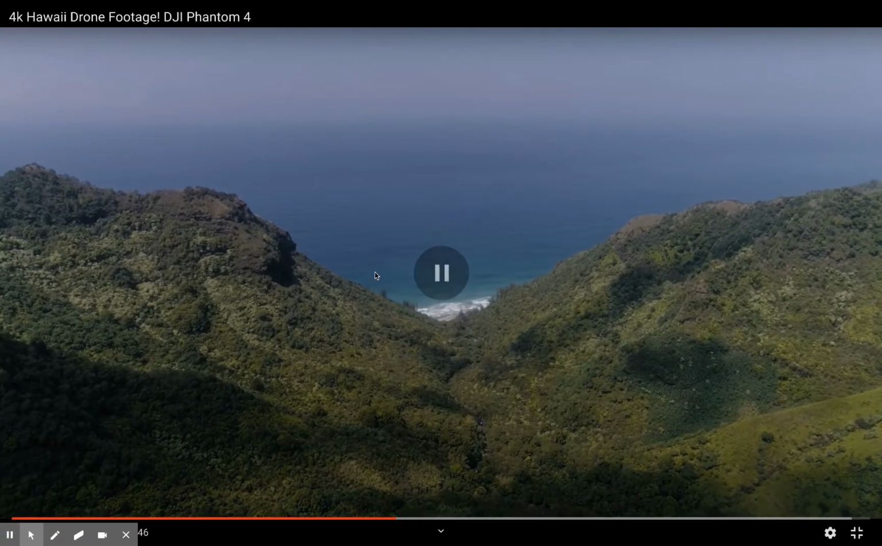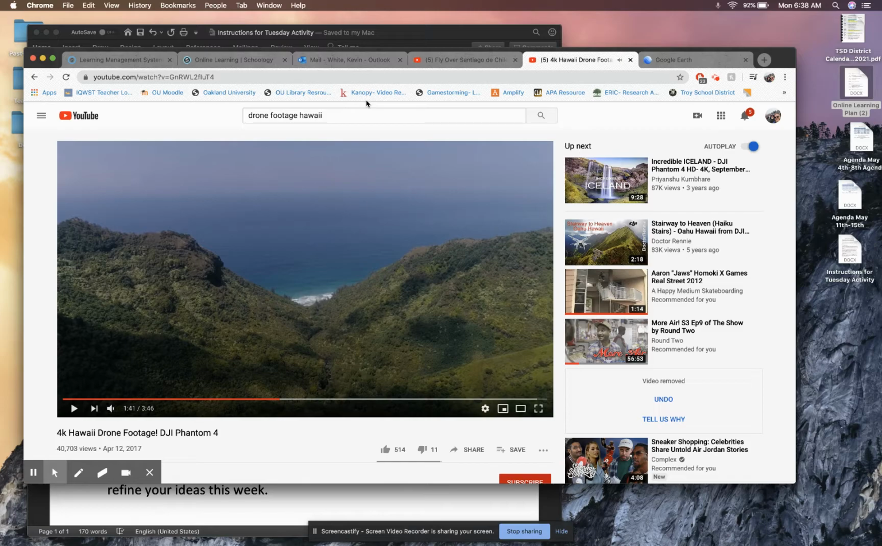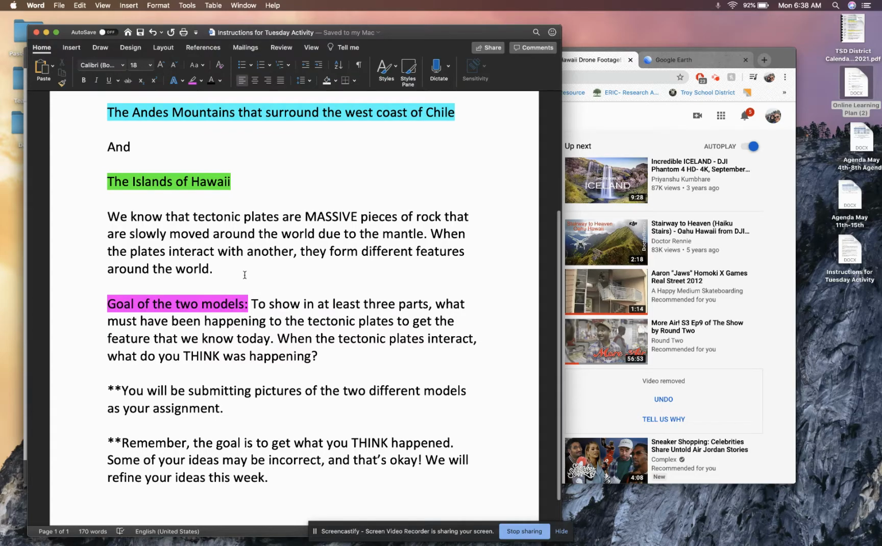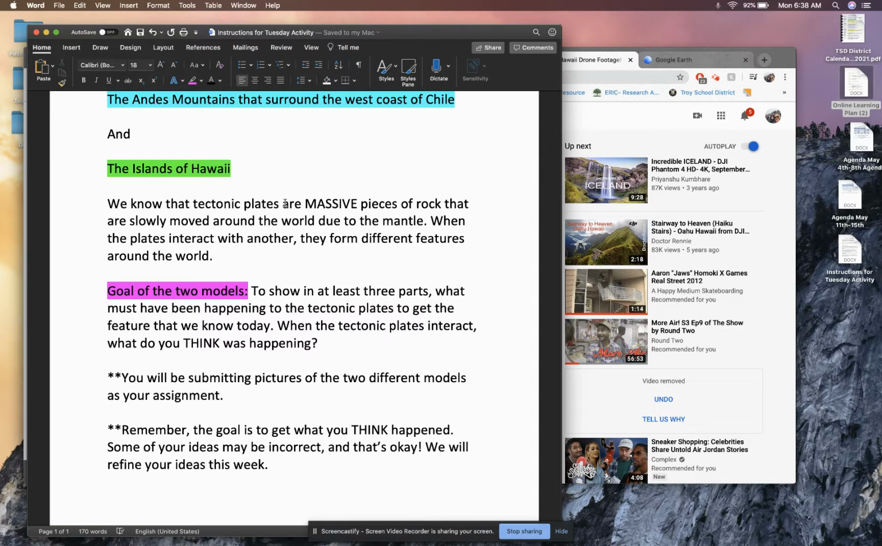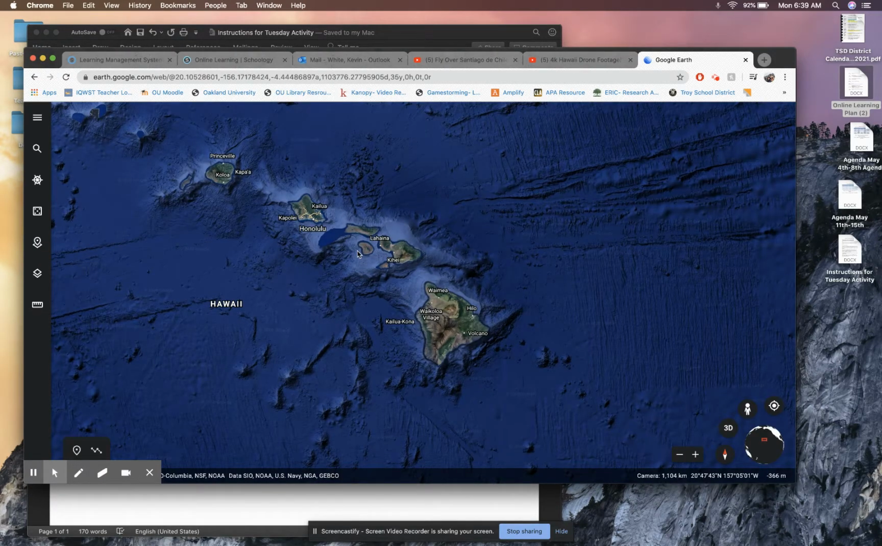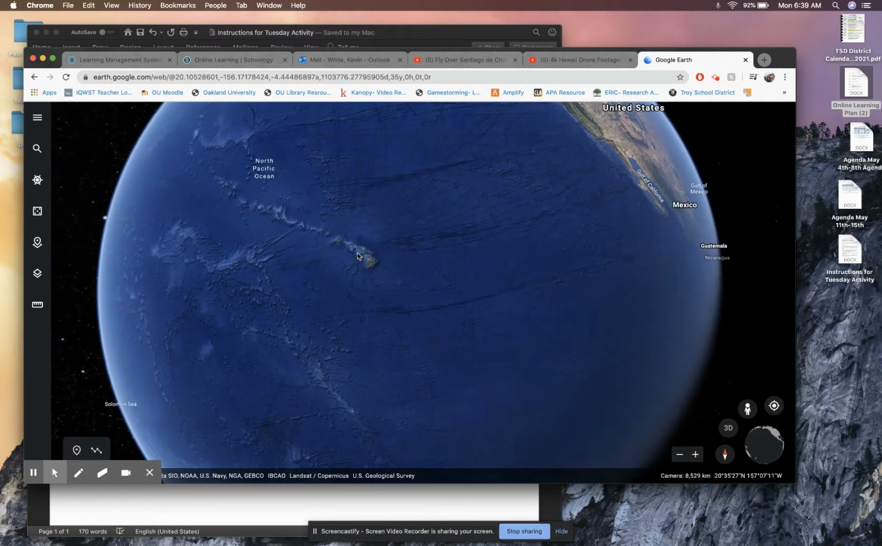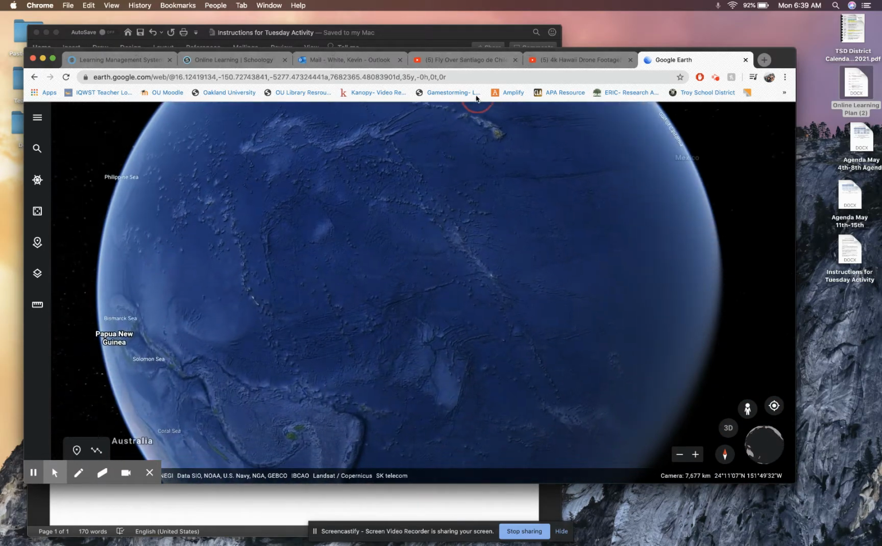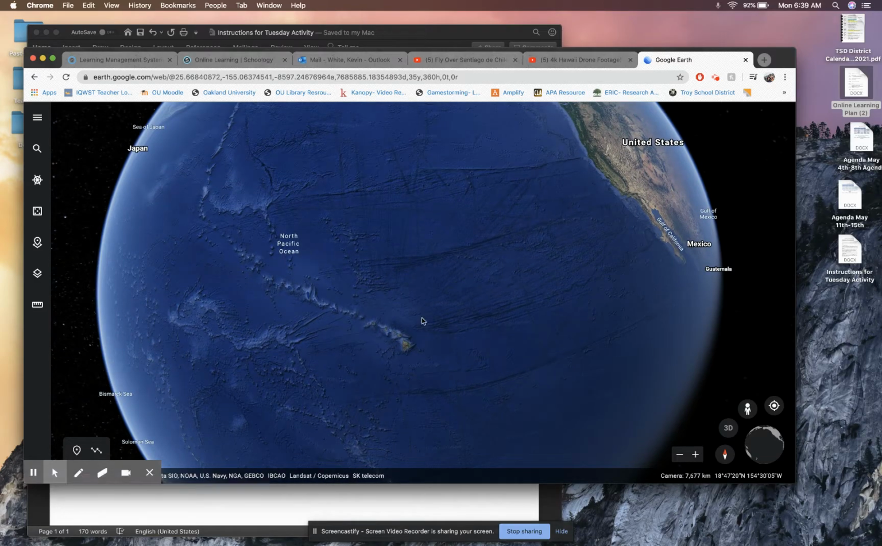Okay, so with Hawaii itself, your goal is the same, very similar to the Andes Mountains with your model. Now, the two are not formed the same way, but with your models, I want you to think about this idea as the same thing: how do you think they were formed? Hawaii sits out in the middle of the ocean, not surrounded by a whole lot. I mean, just a lot of ocean. So there's Hawaii. Your goal is to show how these two were formed.